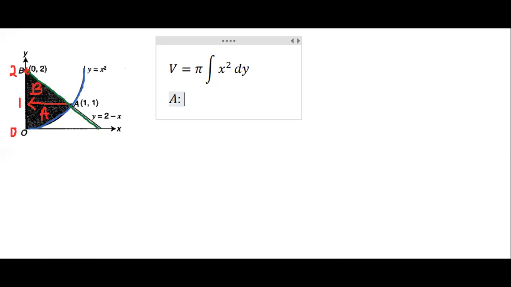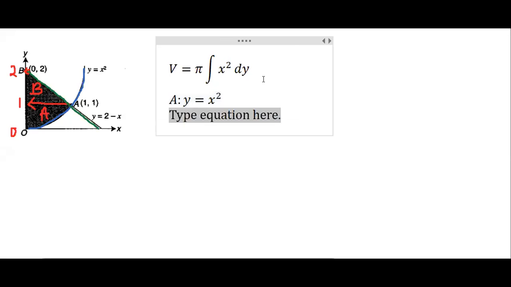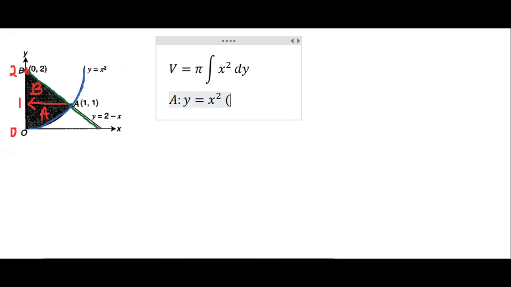A guna equation Y equals to what? X squared, correct. Y equals to x squared. Oh, no need to minus. This one no need. Okay, then it's from what number to what number? Y dia dari nombor apa hingga nombor apa? 0 to 1, correct. Nampak tak sini? A punya 0 to 1.